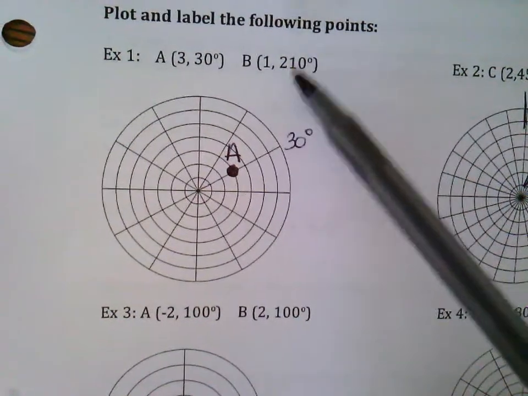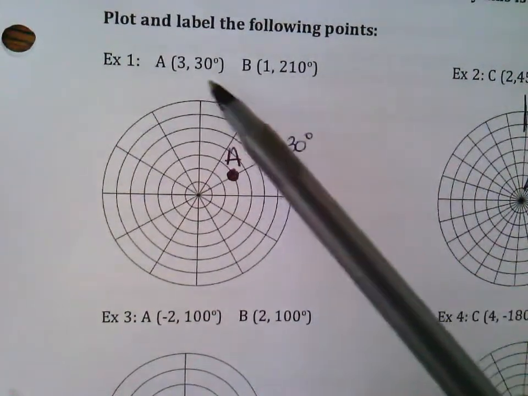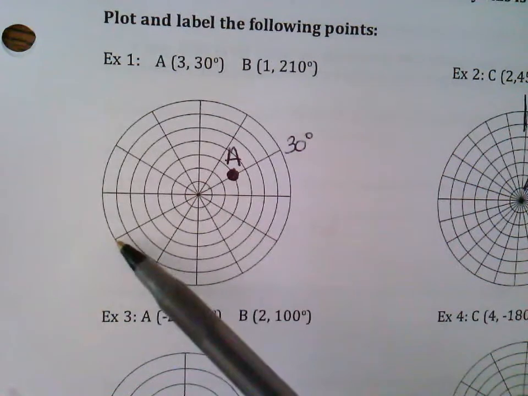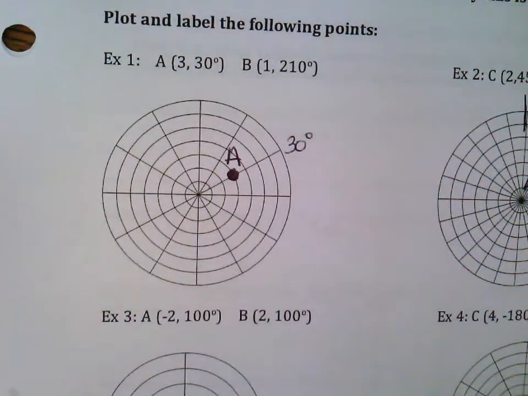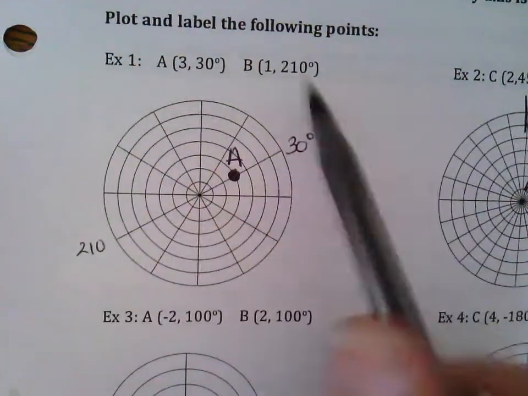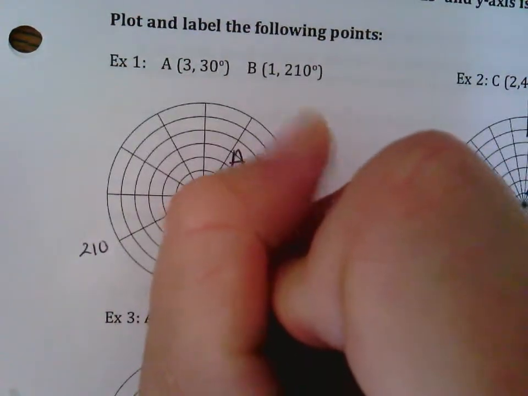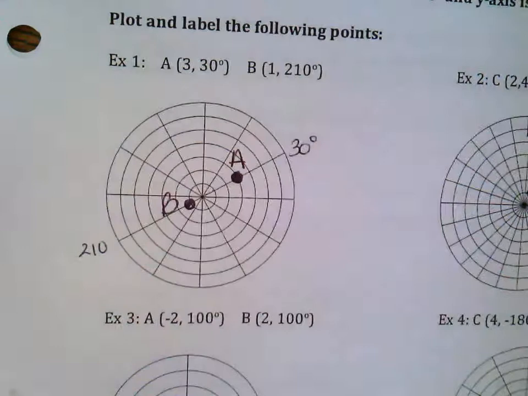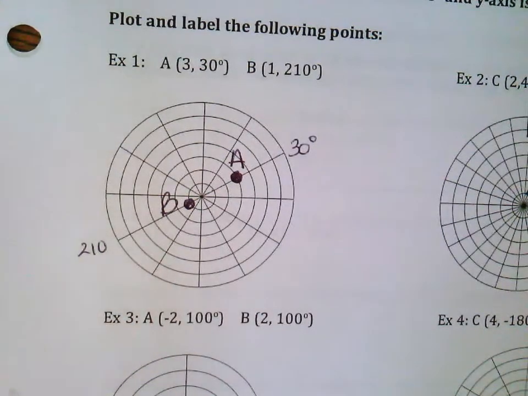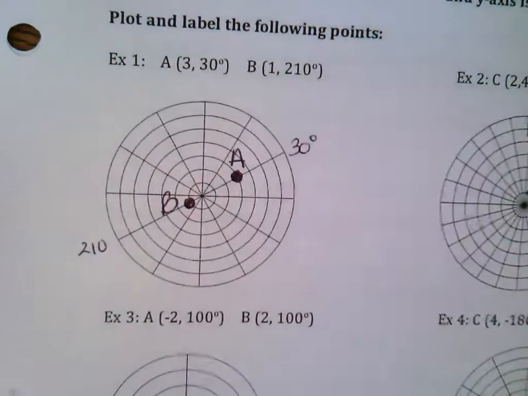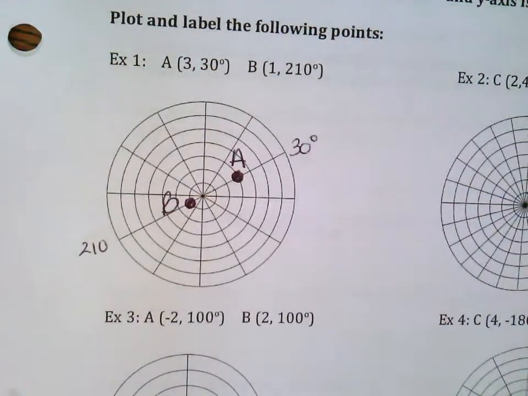So now I'm at 210. If I'm counting by 30s, right, I'm at 180, so I'm at 210 over here, right? This would be 210. So now I need to go just 1 marker out from the origin, so I'd be way in here, that would be point B. So it's just a different way of plotting points. Instead of plotting x and y, I'm plotting an r value and an angle measure to identify a point in space. Does that kind of make sense?